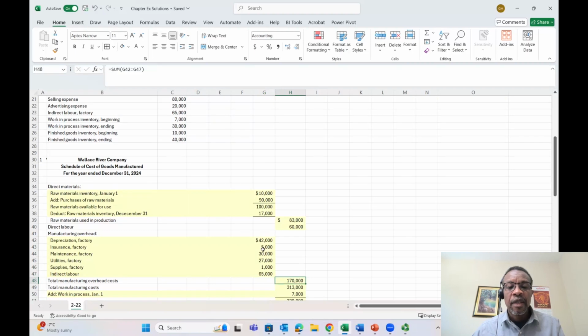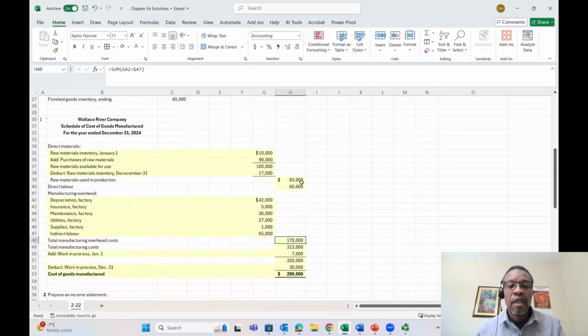These all get added together, and then it will be added to direct labor and direct material to give us the total manufacturing cost during the period. So now we know the total manufacturing cost during the period. What we're going to do is add work in process to that, right? So that's the beginning work in process, the amount of goods that were partially converted at the beginning of January. That's now added to the total manufacturing cost for the period, and that gives us 320,000.